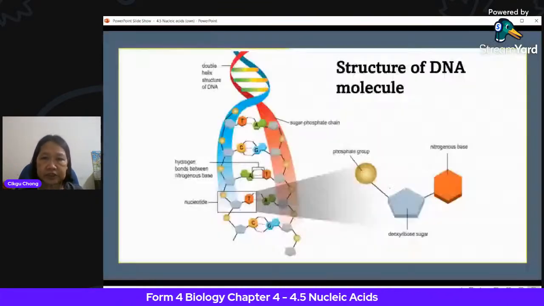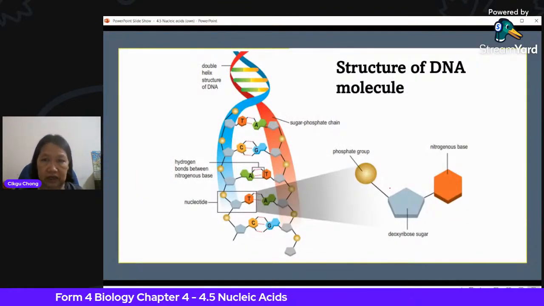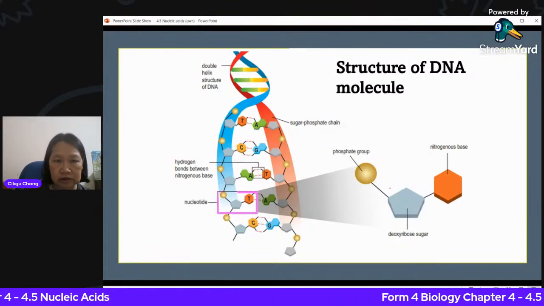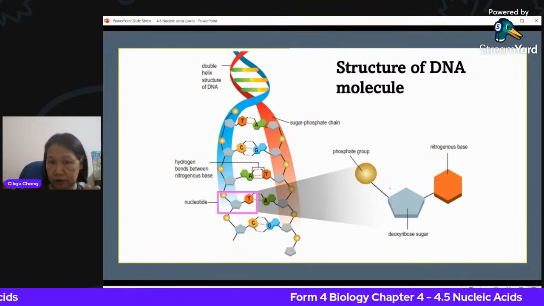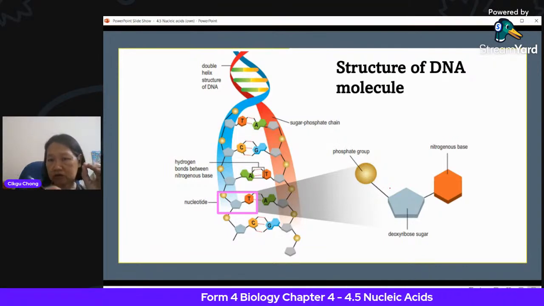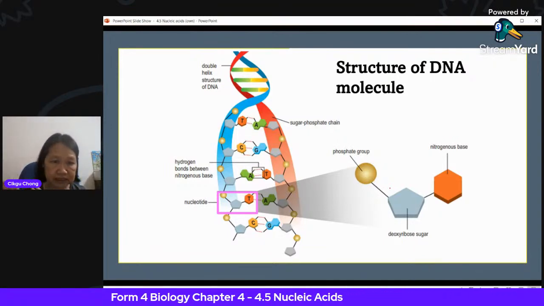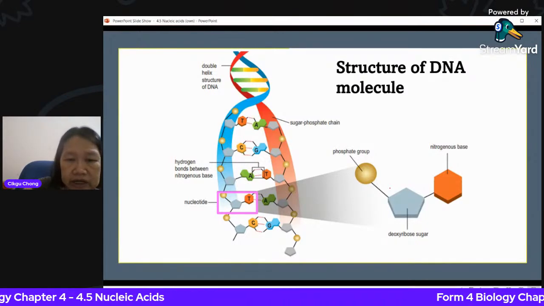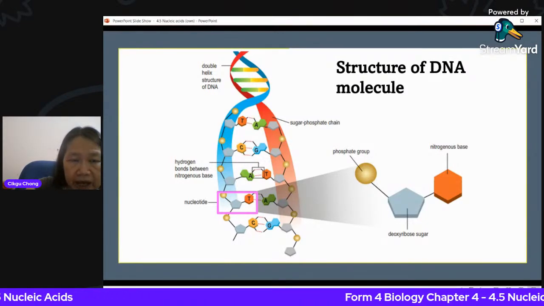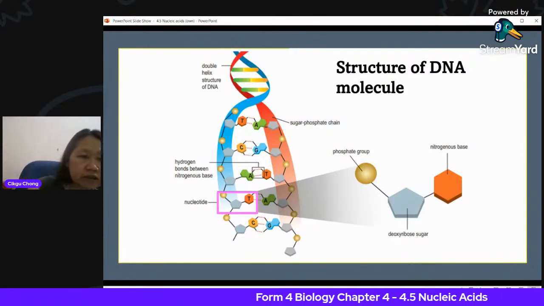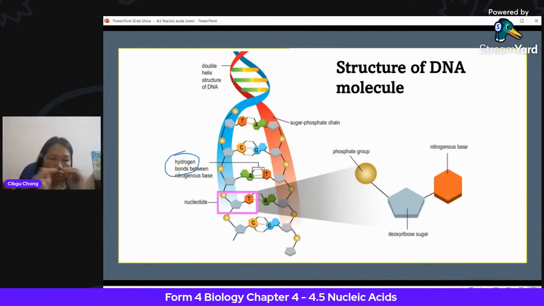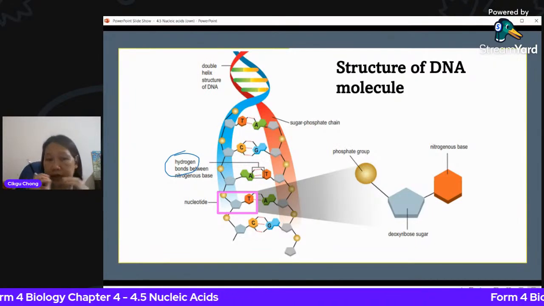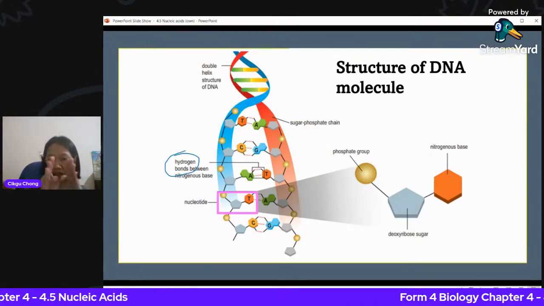So next page, you see this is the structure of DNA molecule. You see the backbone, right? This is your nucleotide basic unit, which is the phosphate group, deoxyribose sugar, and your nitrogenous bases. So it's always T and A or A and T. We call it a complementary pair. And there is a hydrogen bond that bonds your two complementary nitrogenous bases together. It is like facing inwards.